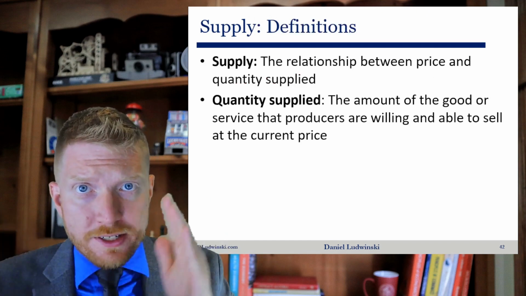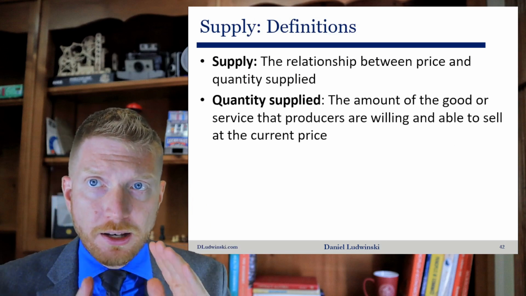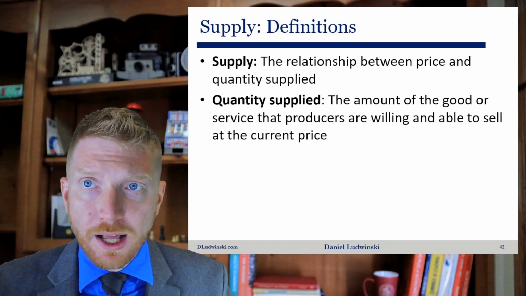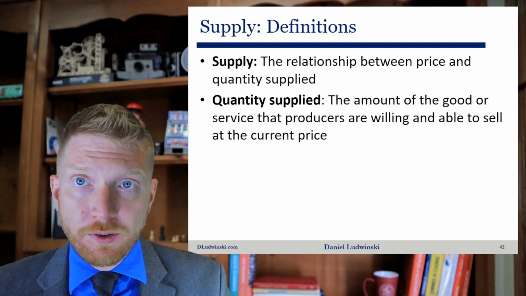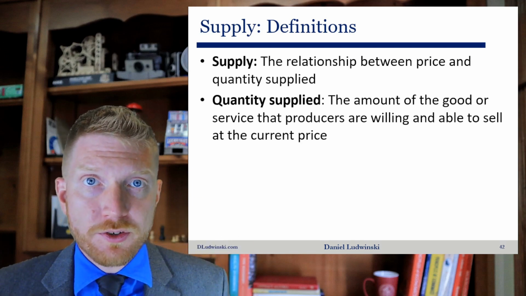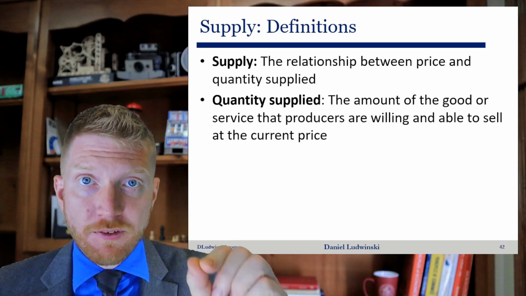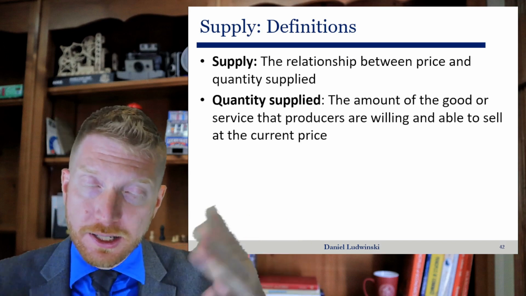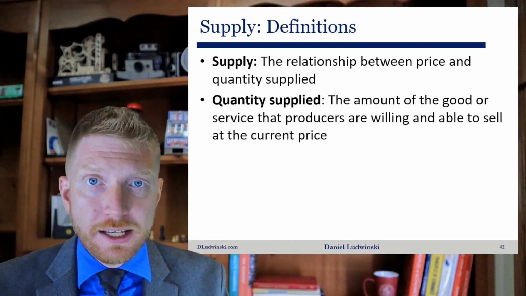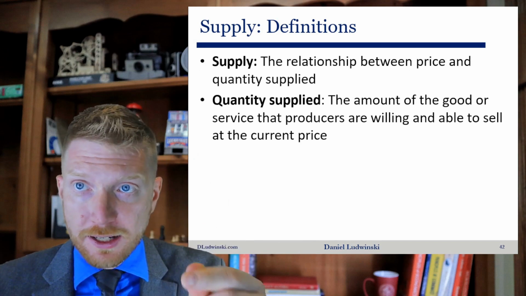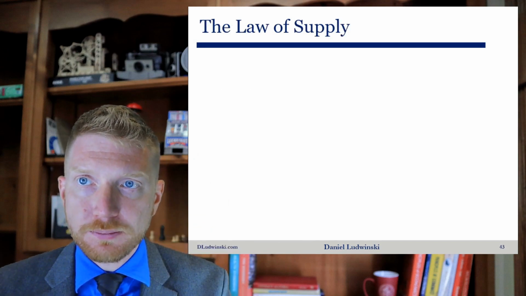And we have this different definition between the supply, that relationship, and between price and quantity supplied, which is the amount of a good or service that producers are willing to sell at a given price. So the defining difference between quantity supplied and quantity demanded as well versus supply and demand is that the quantity demanded or supplied has that current price associated with it.